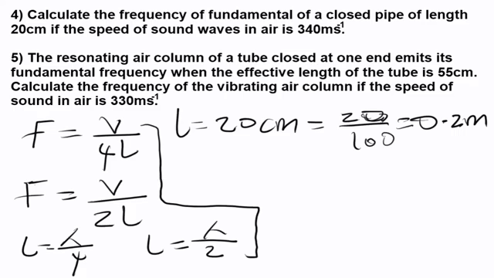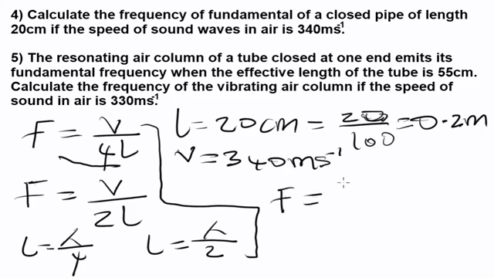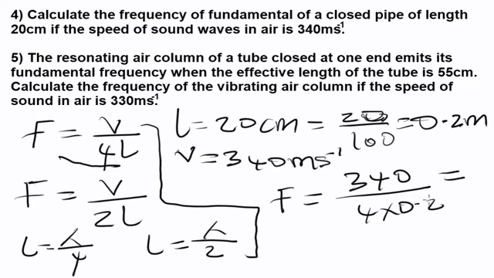So let's plug it in this formula. Remember, we have the velocity to be 340 meters per second. Let's plug it in this formula since we are dealing with a closed pipe. So frequency will be 340 over 4 times 0.2. Let me punch everything in my calculator and see what it's going to give me. So I have it to be 425 Hz. So that's the unit of frequency, Hz. That's for question 4.